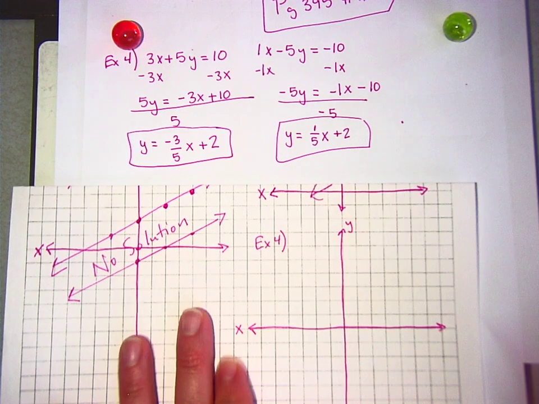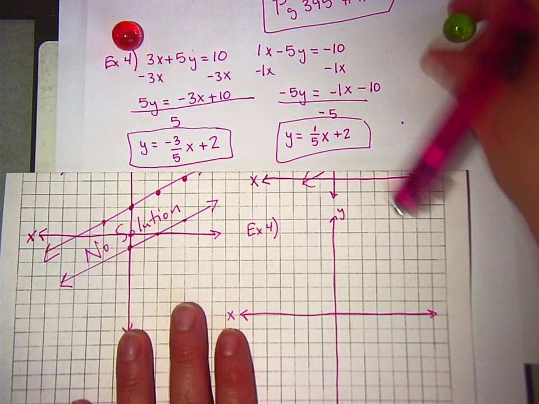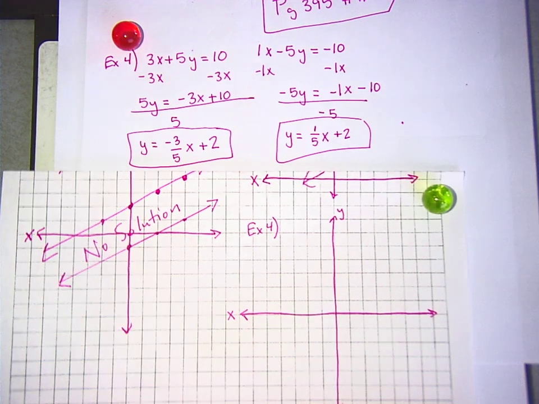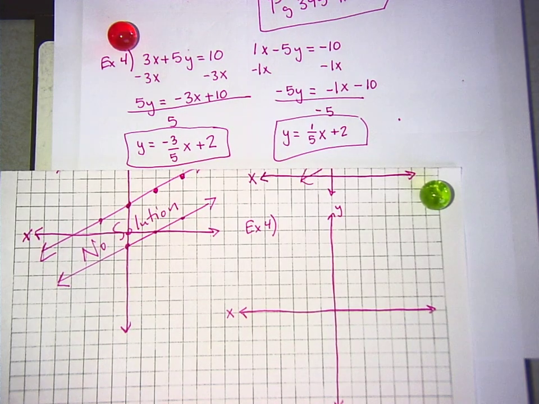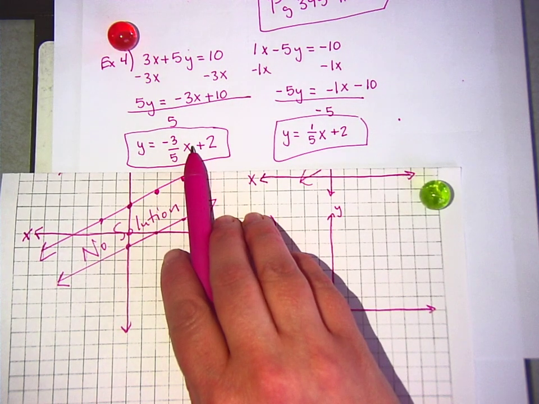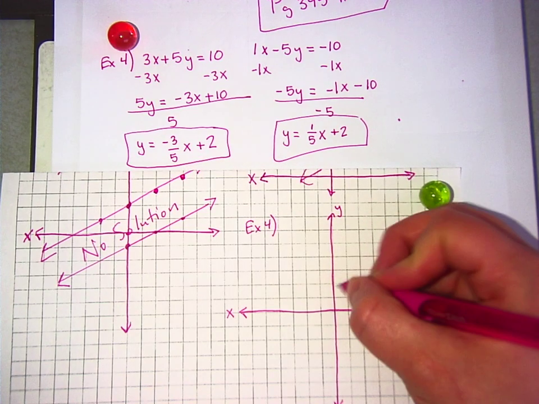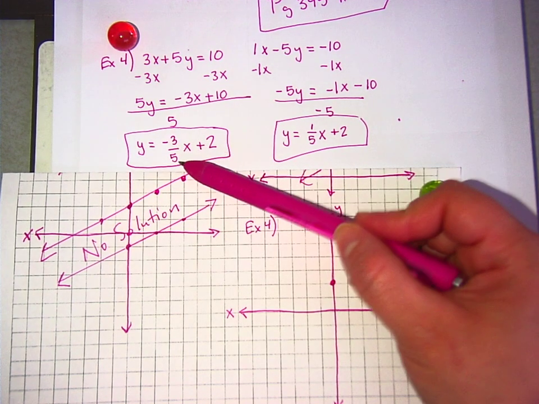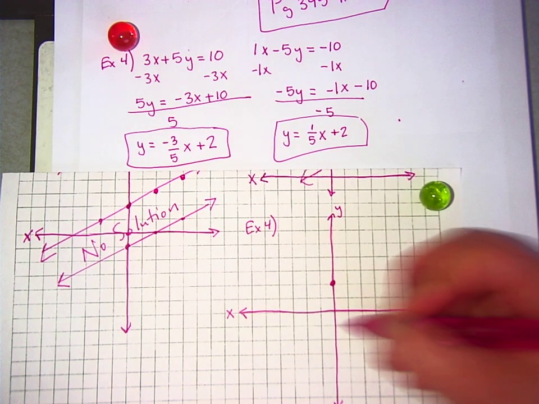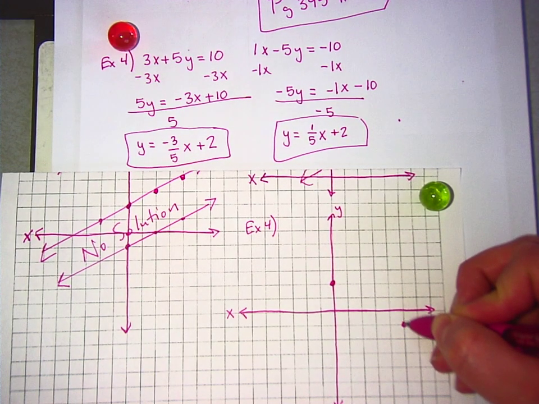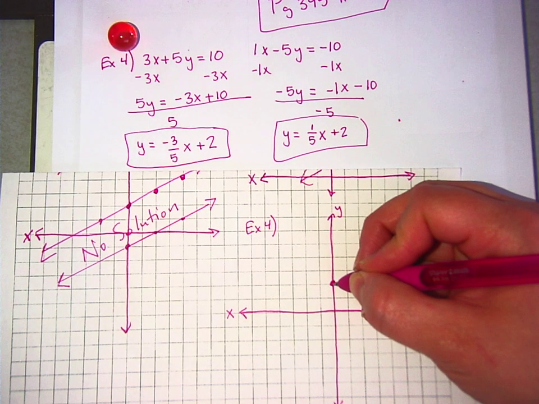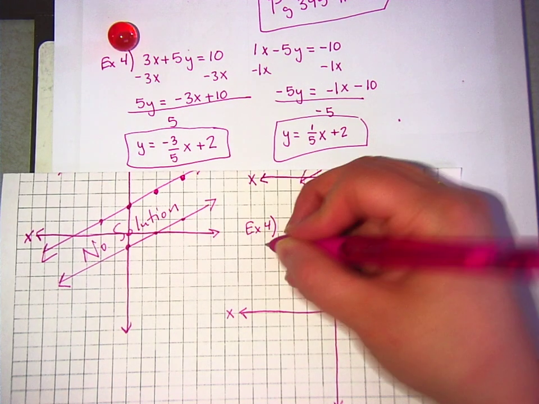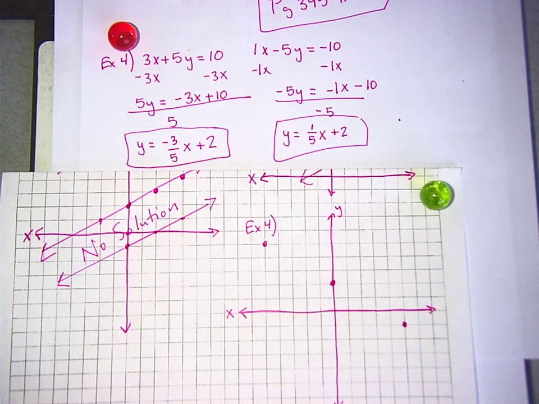Make sure you label x and y. I'm going to be real stubborn about that. Where should I start for this first line? Positive 2 on the y, because it's a y-intercept. And then this negative 3/5 says that I go down 3 to the right 5, which is the opposite of the other side, which is up 3 and to the left 5. I'm going to use my ruler and draw a line.